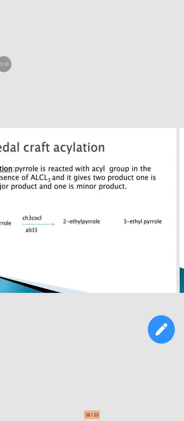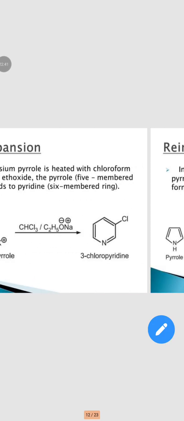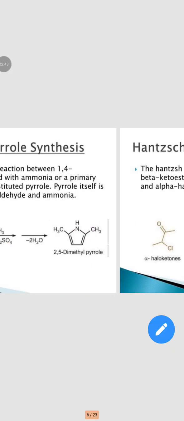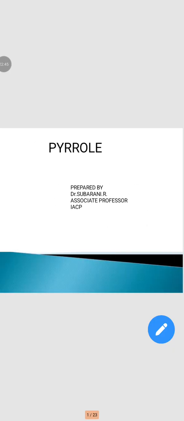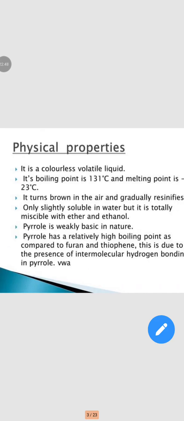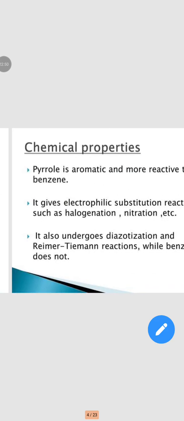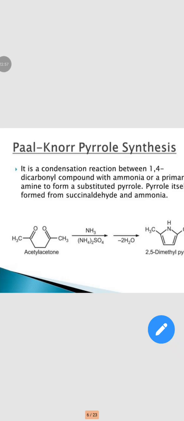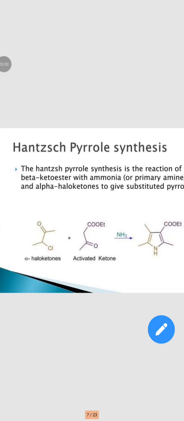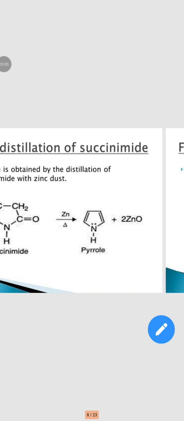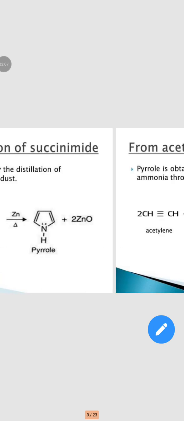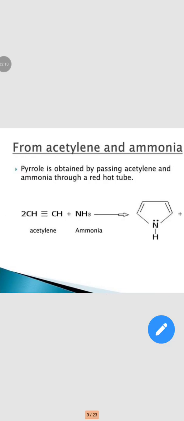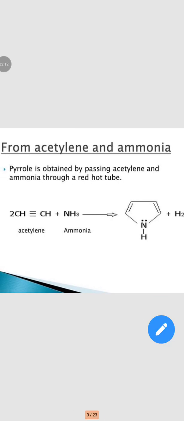Okay. So in this class we will study about pyrrole. First of all, physical properties of pyrrole, then chemical properties of pyrrole, then synthesis of pyrrole in 5 methods. First one is from furan, then polymer pyrrole synthesis, then Hantzsch pyrrole synthesis, then from distillation of succinamide. The next one is from acetylene and ammonia.